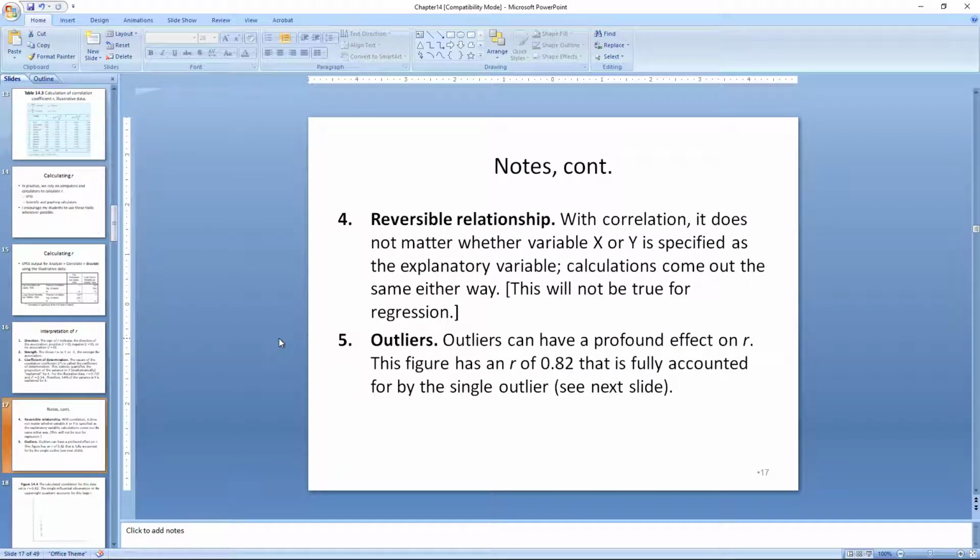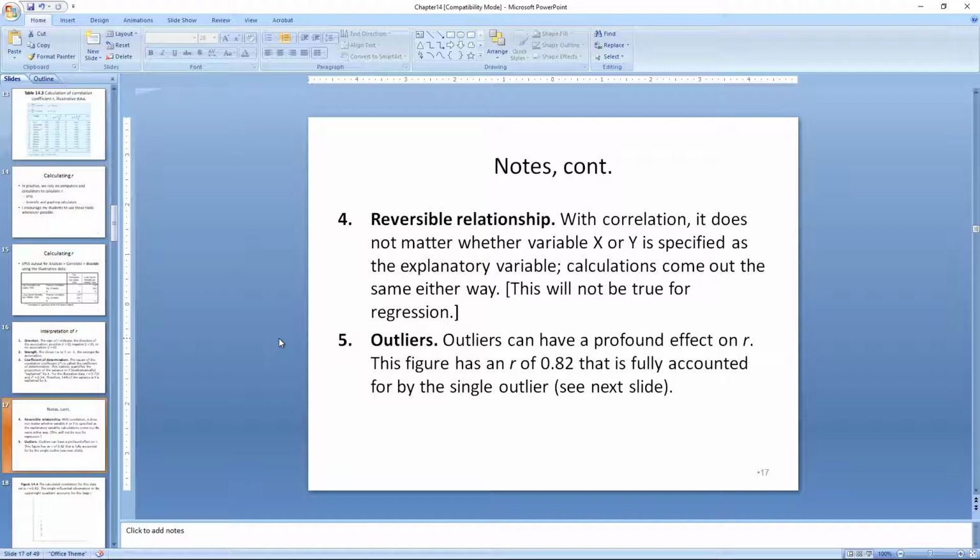We did that. So continuing on, reversible relationship with correlation. It does not matter whether variable x or y is specified as the explanatory variable. Calculations come out the same either way. This will not be true for regression though.